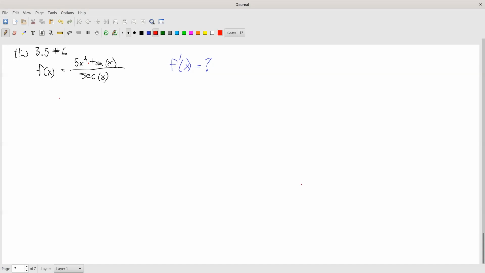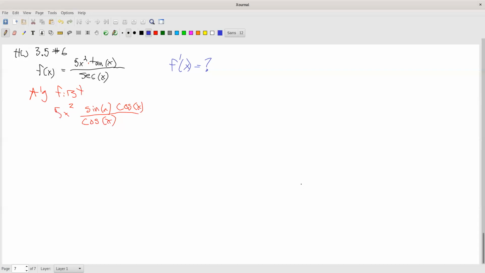So I'm going to try to do some algebra first before I take the derivative. So 5x squared is just chilling out here. And then the tangent is sine over cosine. So I'm going to write it like this, sine of x over cosine of x. So there's my tangent. And secant in the denominator is 1 over cosine, which puts a cosine in the numerator. Oh yeah, look at that, bingo.